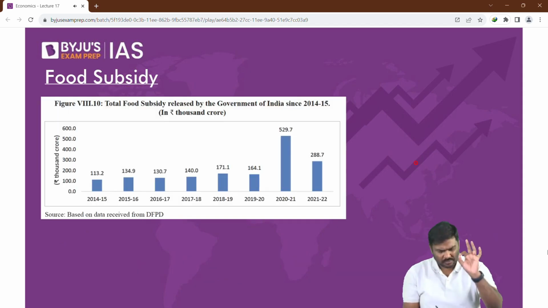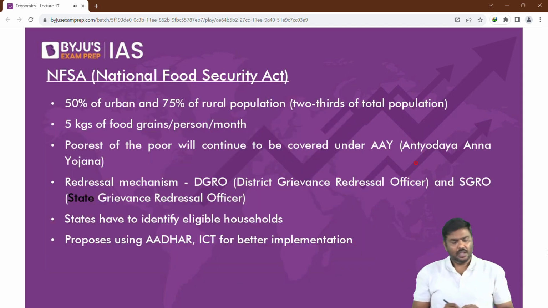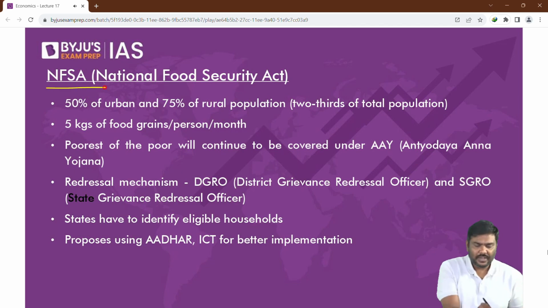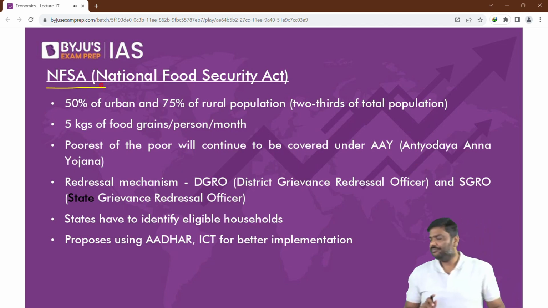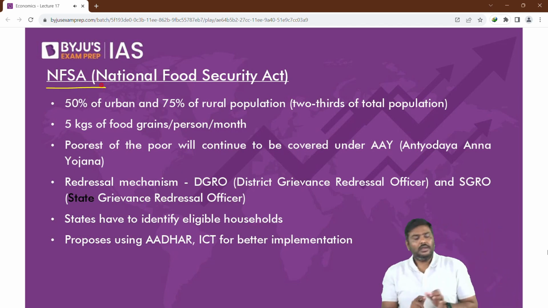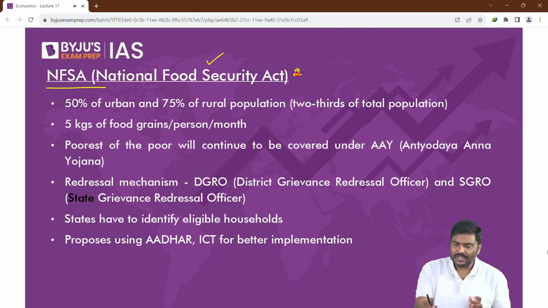Okay. Next, the concept of food subsidy. What do you mean by food subsidy? I'll come back to this. Just give me some time. Let me finish up NFSA first. Then I'll go back to food subsidy.